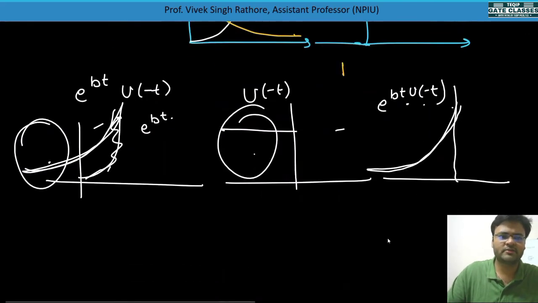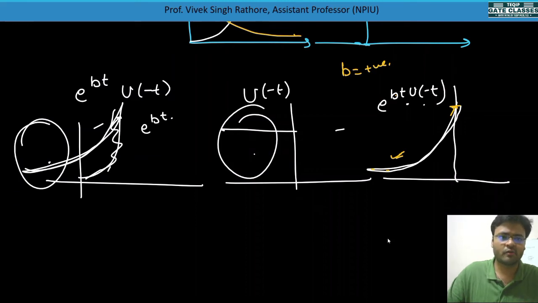See, if b is positive, what will happen? It will remain the same. e^(bt) u(-t) is like this graph only. So its value is from minus infinity to zero, it is closing here only, so it is integrable, no problem is there.